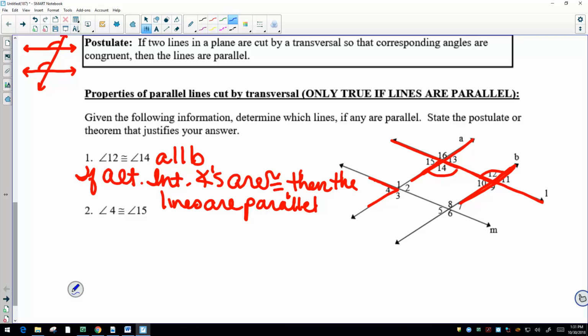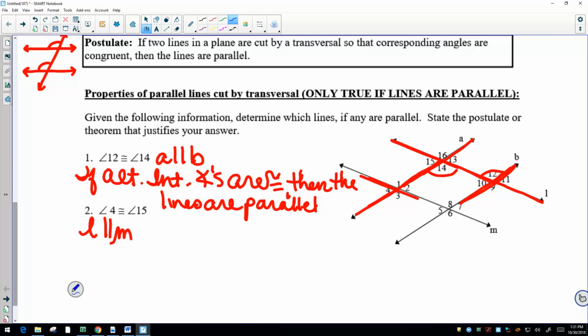And if I look at angle 15, angle 15 is up here. So line L and line A. So again, I can see A was traced twice. So what does that mean? Well, the ones that were traced once, M and L, those are my parallel lines. So I'm going to say L is parallel to M.